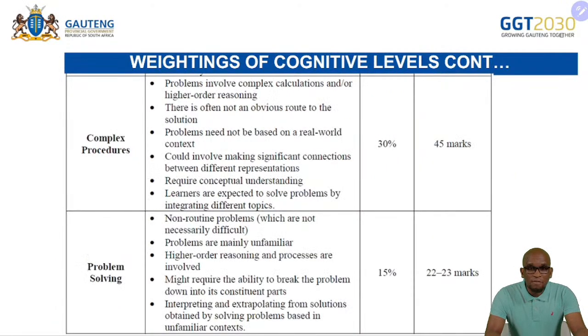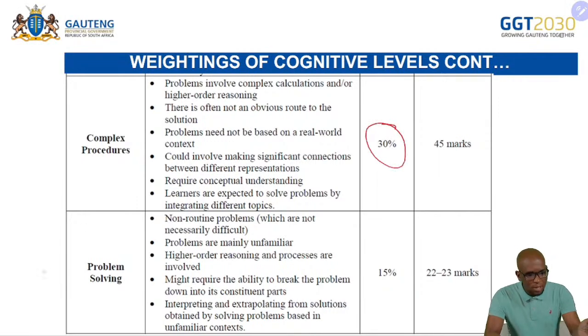Right, and then you have your complex procedures. This is a level 3 question. Here we are looking at questions where there is no obvious route to the solution. We are dealing with problems that might include real-world contexts, problems that require conceptual understanding. They will make up about 30% of the paper.